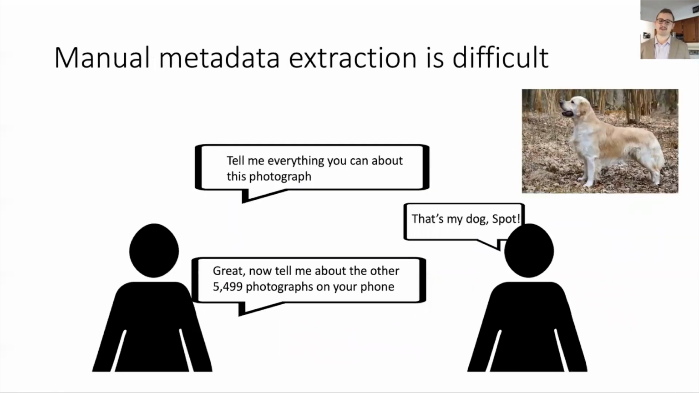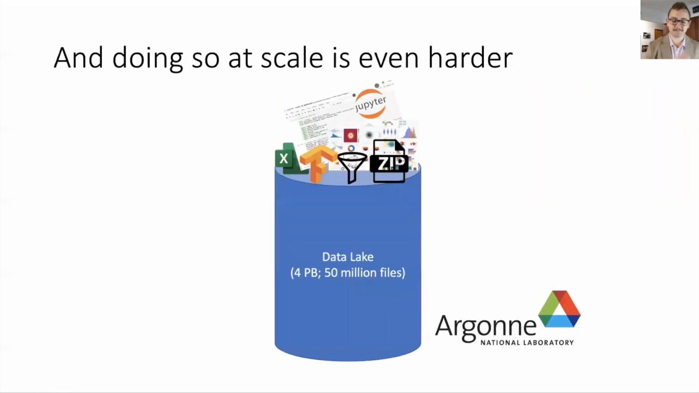But manual metadata extraction is interesting in that it's super difficult. As soon as you introduce humans into this problem, it becomes a super difficult one. So imagine you are the librarian trying to build your repository, and you ask the creator of the image, tell me everything you can. That's my dog Spot. Well, it's incomplete, and it's innately not scalable, right? So if you have 5,500 pictures on your iPhone, no one is going to want to go answer every single question you might have. And doing this at scale is even harder.